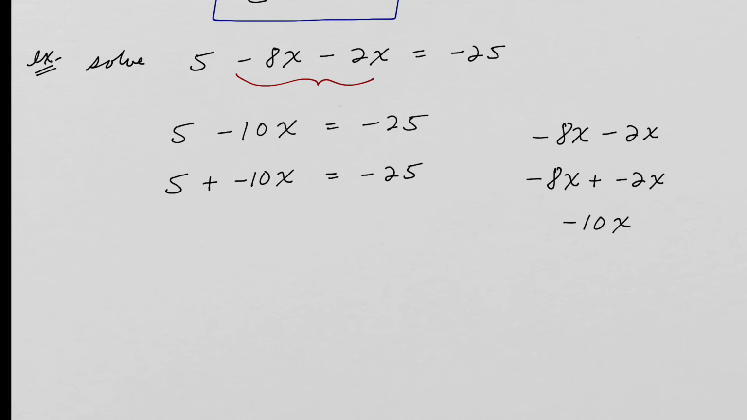So how do I get rid of the 5? Well, I'm going to need to subtract 5, right? So that'll give me 0. These will be gone, but whatever I do to one side, I have to do to the other side.